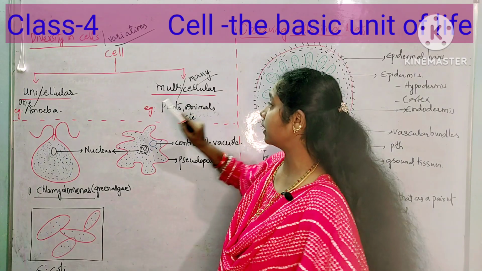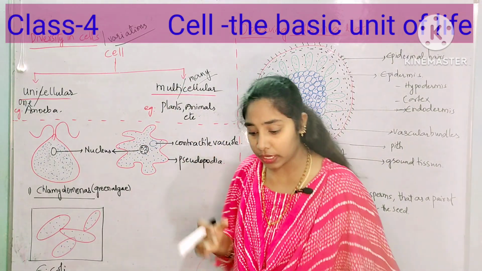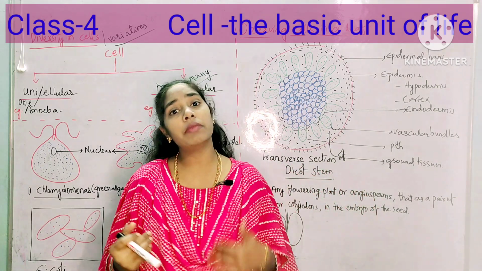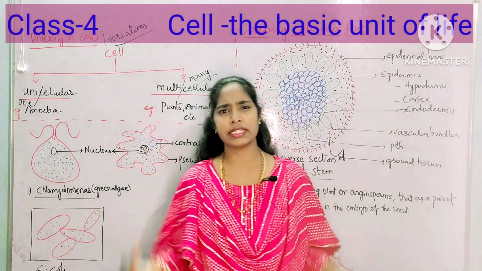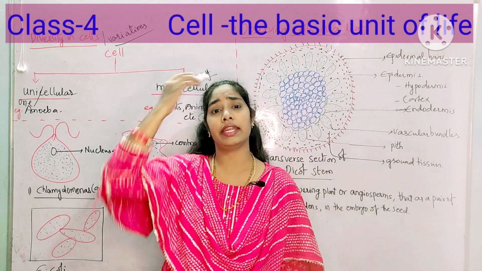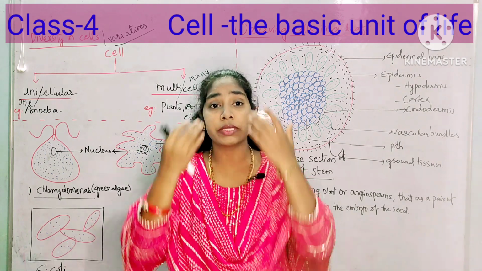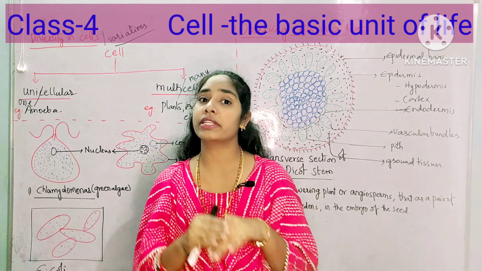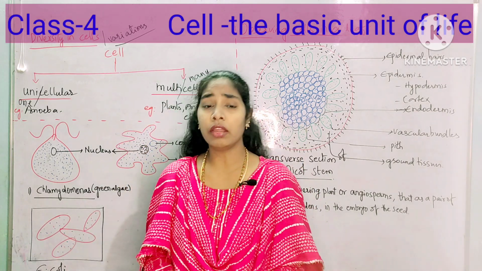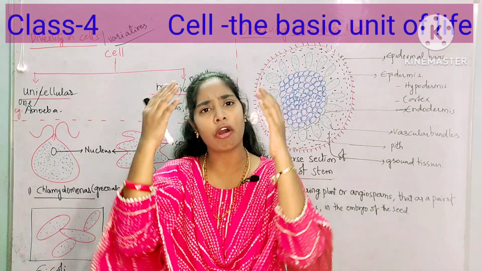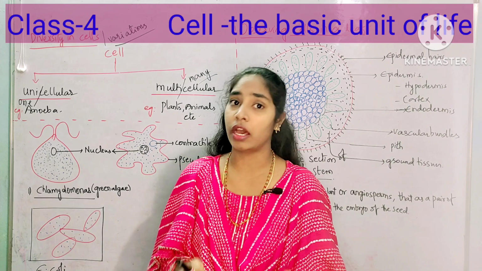In the case of multicellular organisms, if you take the example of the human body, we are multicellular organisms. We have many cells in our body. From our head till our toe, we have many cells. The cells present in my eye, on my skin, in my stomach, in my hand. So all these muscles, nerves, we have many cells in our body.